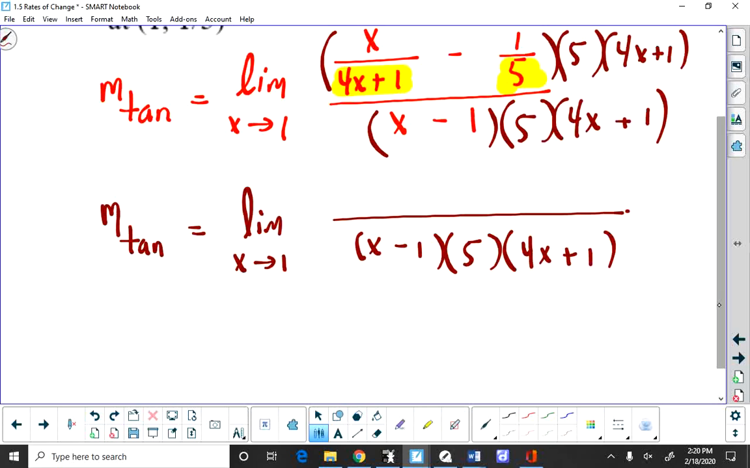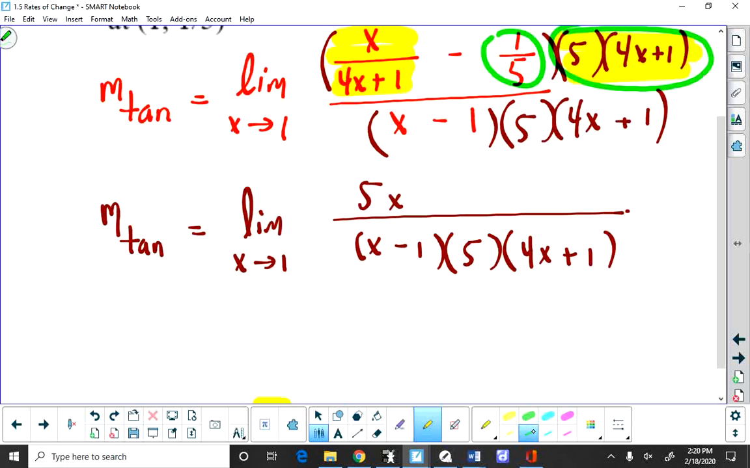On the top, when I multiply this by this, the 4x plus 1 cancels with the 4x plus 1, and I'm left with the 5 and the x. When I multiply this by this, the 5's cancel, and I'm left with 4x plus 1, which I'm subtracting. But, and it's so common, right? You got to remember to subtract that whole thing.